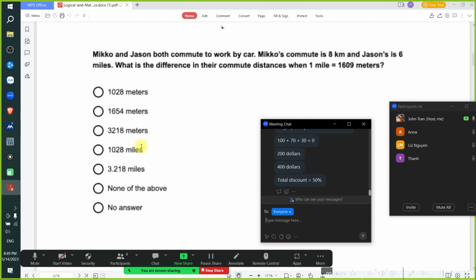Okay, you do this next one. Be careful with the units. Cẩn thận ở đơn vị tính nha mọi người.